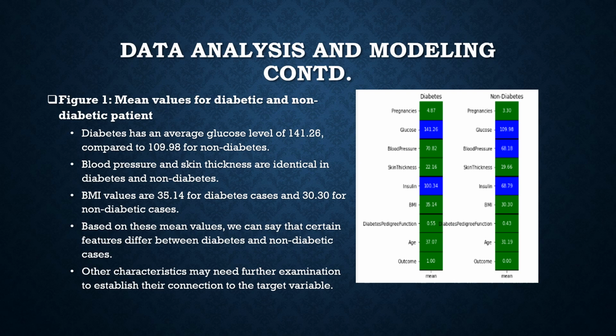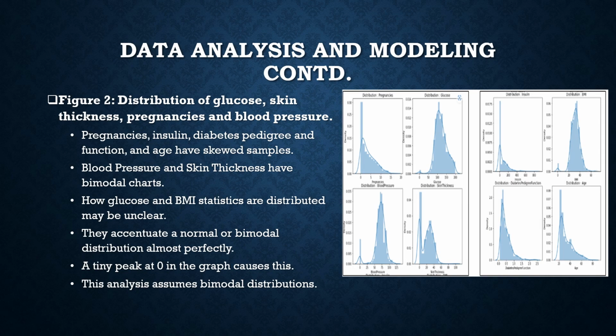Blood pressure and skin thickness are identical in diabetic and non-diabetic cases. Body mass index values are 35.14 for diabetic cases and 30.30 for non-diabetic cases. Other characteristics may need further examination to establish their connection to the target variables.